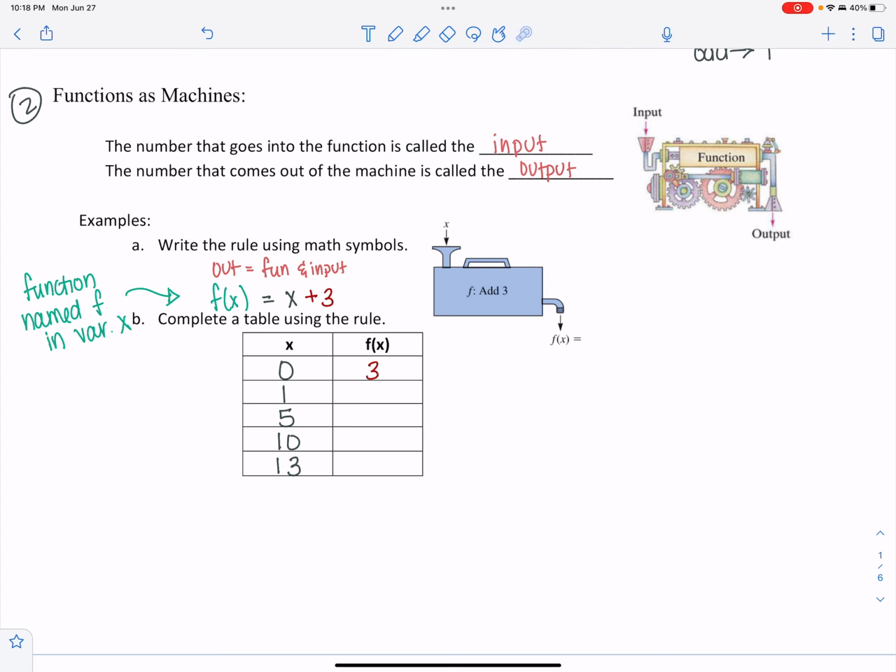Same thing with 1. I'm going to put 1 in. It's going to add 3 and give me an output of 4. I'm going to take 5, put it in my machine, add 3, give me an output of 8. Put in 10, add 3, going to give me 13. And then put in 13, add 3, is going to give me an output of 16. You could pick any numbers over here. I just chose those completely at random.